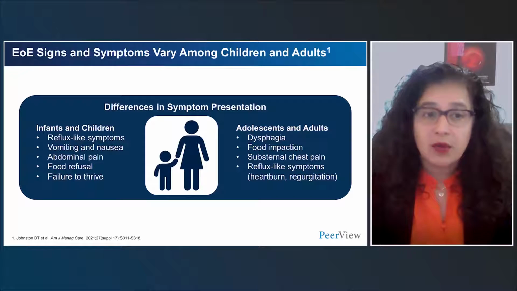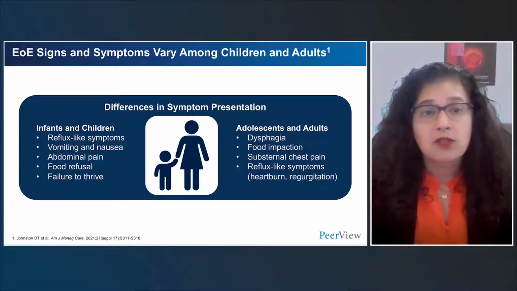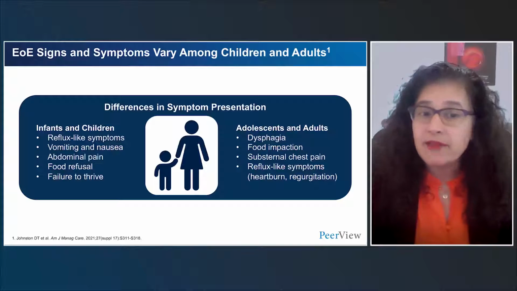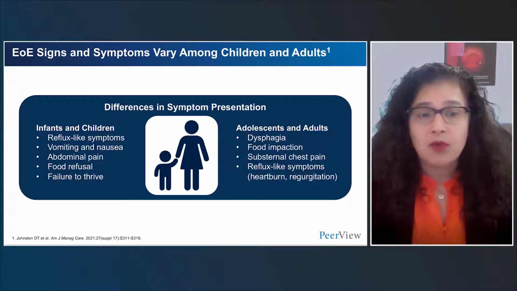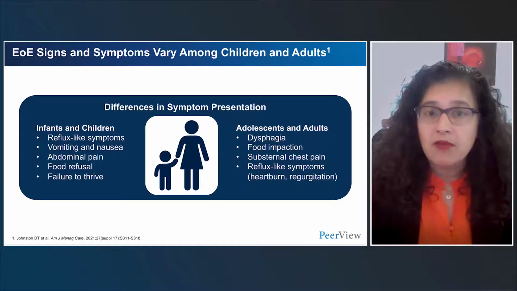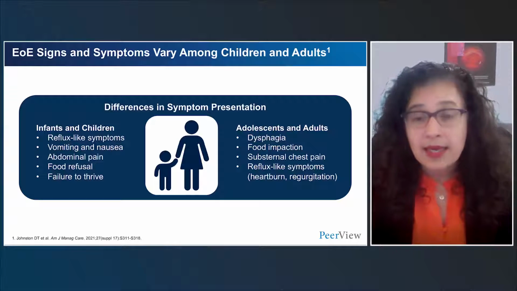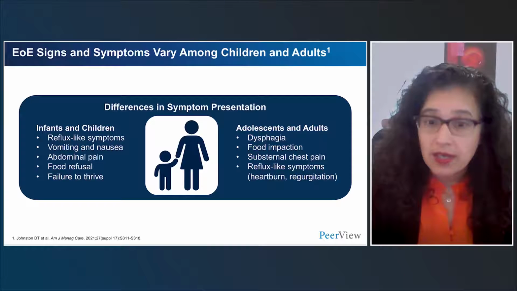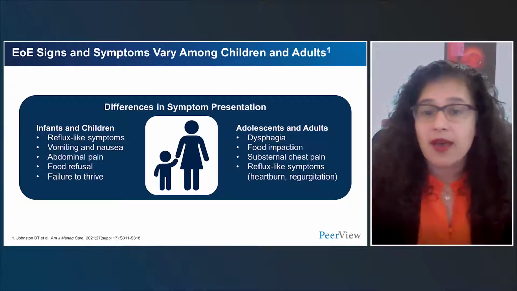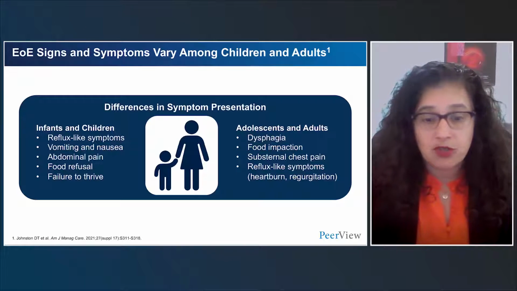When we're diagnosing EoE, it's important to recognize that signs and symptoms vary among children and adults, and there are differences in symptom presentation. In young infants and children, they present with reflux-like symptoms, vomiting and nausea, abdominal pain, food refusal, and failure to thrive. When the kids are a little bit older in adolescence and in adults, dysphagia and food impaction are the most common presenting symptoms. Patients may also have substernal chest pain, reflux-like symptoms such as heartburn and regurgitation.